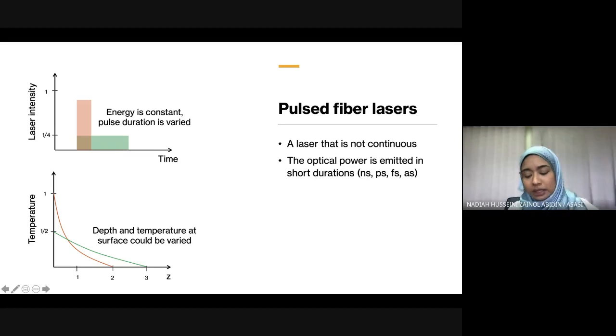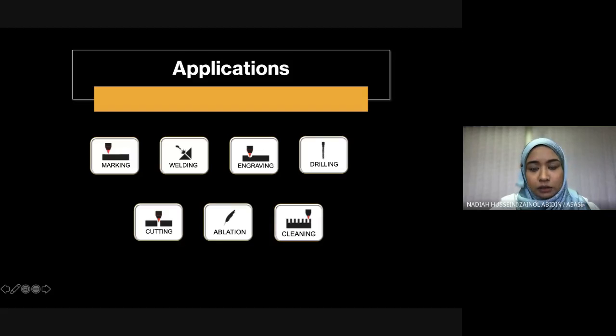So here, when we can control the pulse duration, we can not only control the laser intensity, we can also control the penetration depth. And we can also know what the temperature is. It is very important to know what temperature it is, because sometimes material has a low damage threshold and we don't want to damage our materials, right? All right, so let's take a look at the applications when we can control our laser. When we can control our laser, marking is possible, welding is possible, engraving, drilling, cutting, ablation, cleaning.